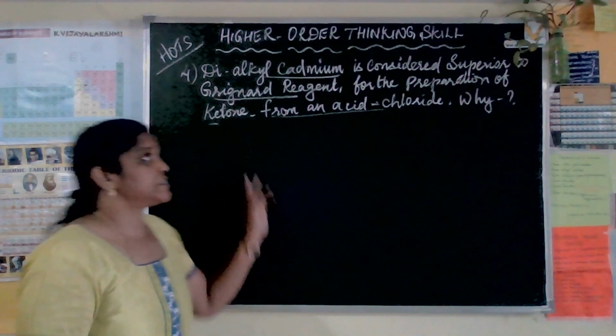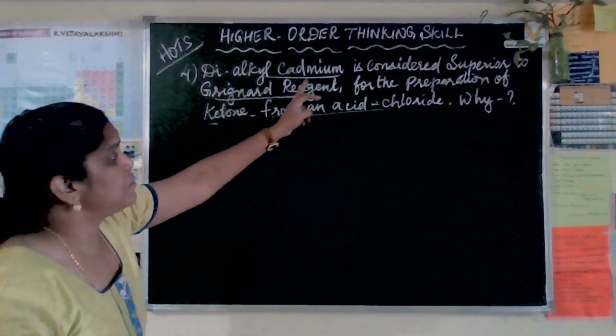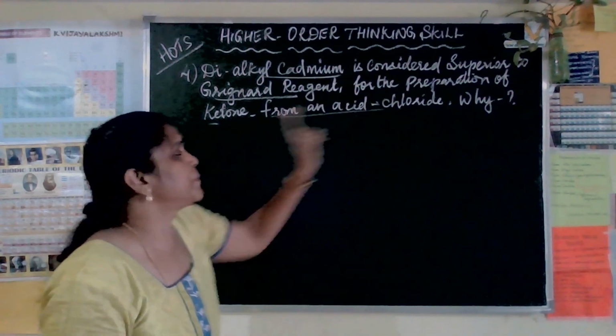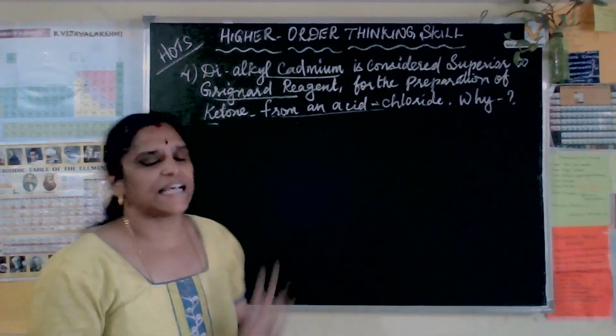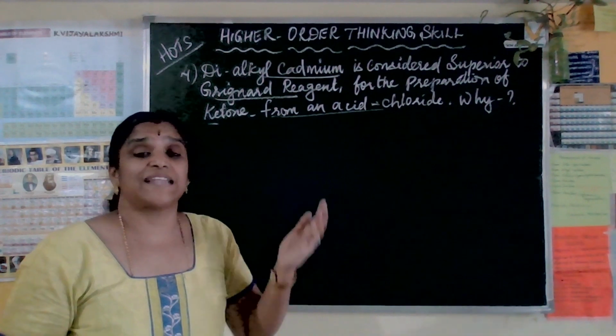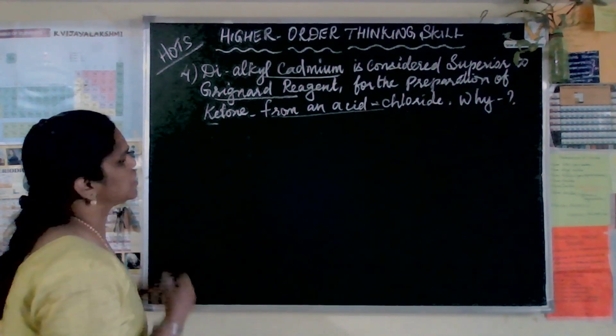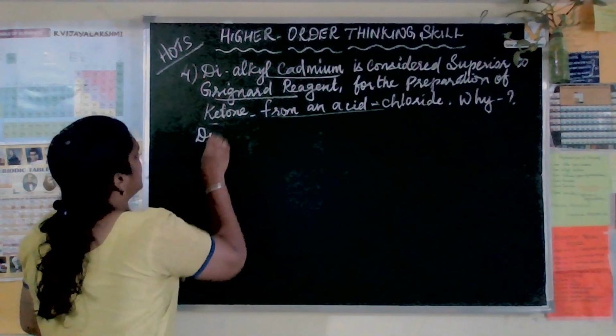Next, one more interesting question. Dialkyl cadmium is considered superior to Grignard reagent for the preparation of ketone from an acid chloride. Why? It's a comparison question. Give reason, comparison, such kind of question. Let us go for the first one.